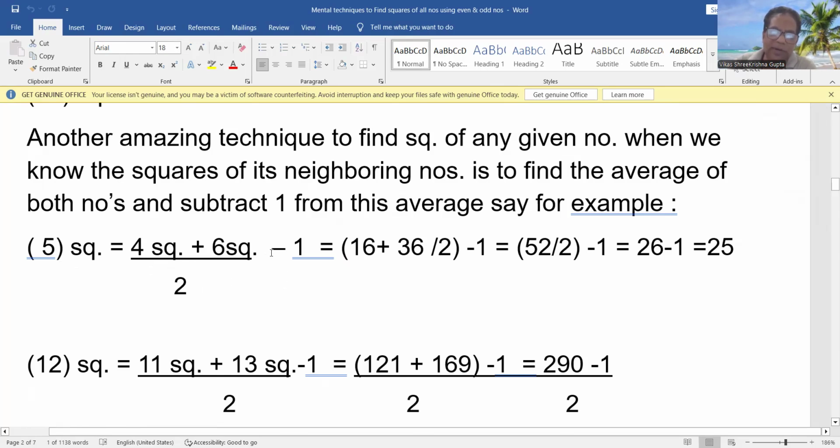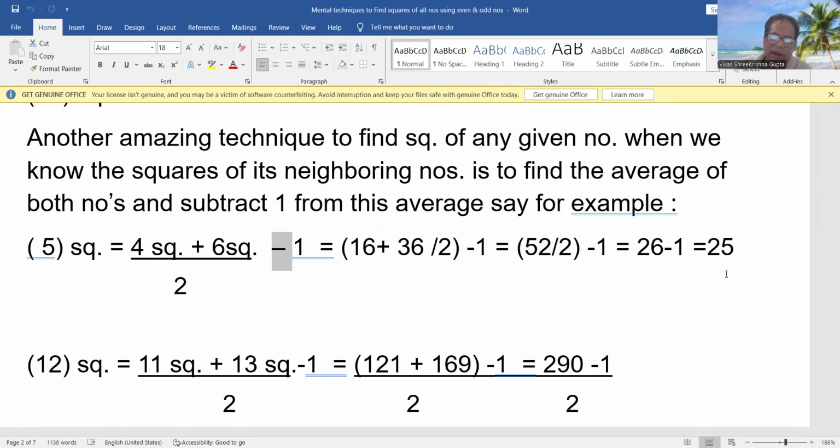And then I subtract 1. So it becomes how much? 4 square is 16 and 6 square is 36. 16 plus 36 is equal to 52. When I find the average, it becomes 26. 26 minus 1 is 25. So it is a little bit longer than the other, but you can apply this method also to find the square of a number.